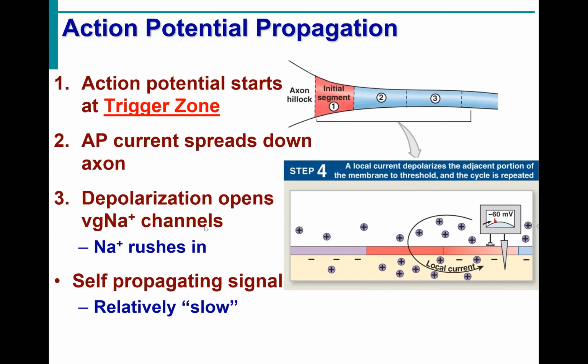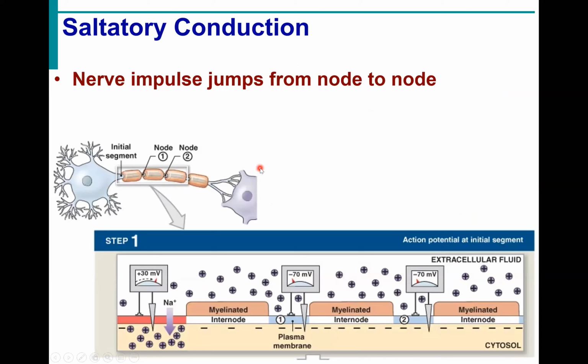However, that doesn't mean it can't get better. And to get it better, we use myelin. Myelin sheath produces something we call saltatory conduction. Saltatory conduction is just a fancy way of saying jumping, because that's basically what it looks like our action potential is doing. It looks like our action potentials jump from one spot to the next.